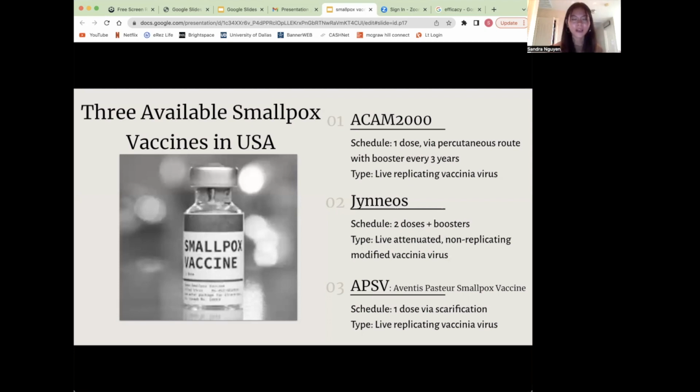So ACAM, its schedule is 1 dose through scarification with a booster every 3 years, and it's a live replicating vaccinia virus. Imvamune has 2 doses plus boosters every 3 years, and it includes live attenuated, non-replicating, modified vaccinia virus. And lastly, APSV is only 1 dose via scarification again, and it's live replicating vaccinia virus.